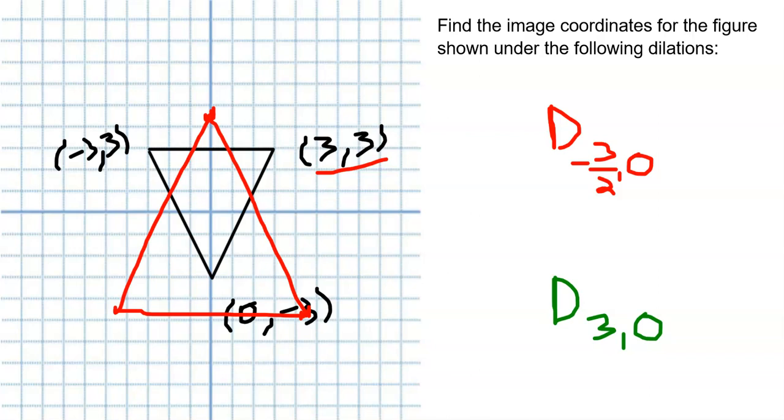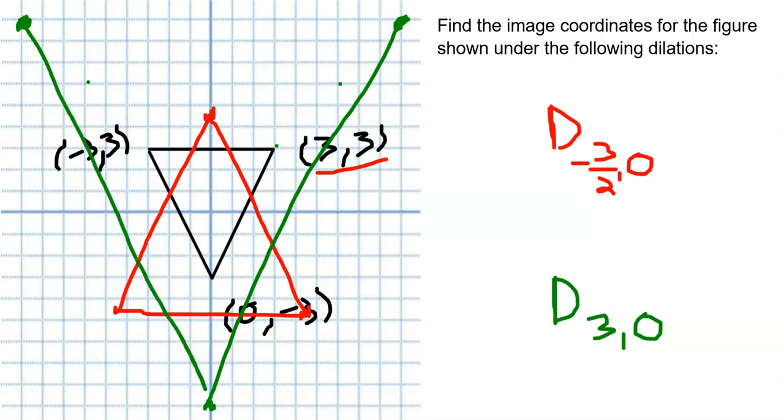Now, if we're going to look at it from the point of view of dilating it by 3 over the origin, then 3, 3 multiplied by 3 is 9, 9. -3, 3 multiplied by 3 is -9, 9. And 0, -3 multiplied by 3 is 0, -9. And then we just connect all of our points there. So it expands it around the origin and gets much larger.